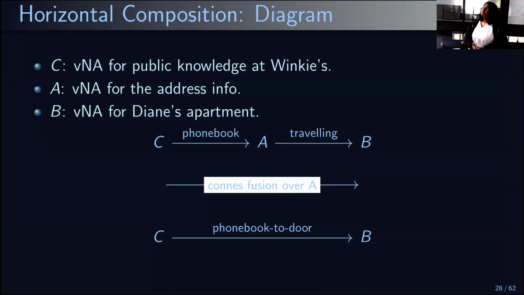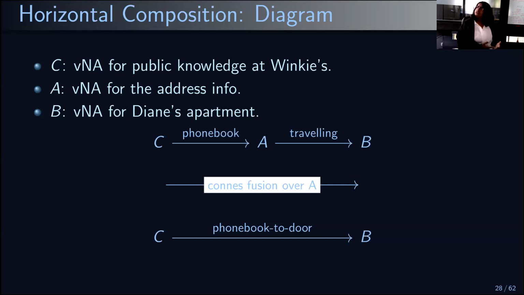Anyway, the horizontal composition here is still playing into this idea of changing space, if you can notice, which is that you have this public knowledge at Winkies, and then you have this address info which lives inside this book. And then finally you have the algebra for Diane's apartment, or what is happening there. And there's this change of space. That plays into the idea of how a von Neumann algebra probably has something to do with the way we have defined spacetime. But I'll come to exactly what that is later on.